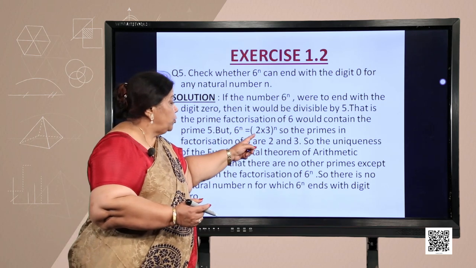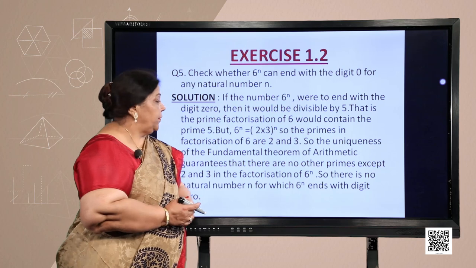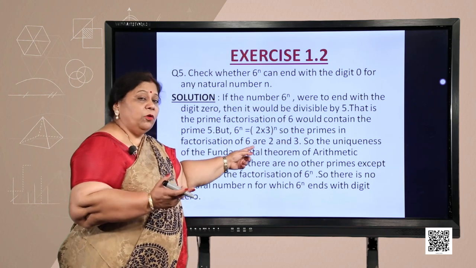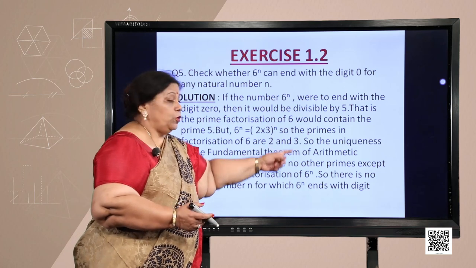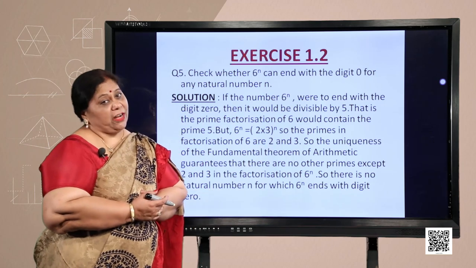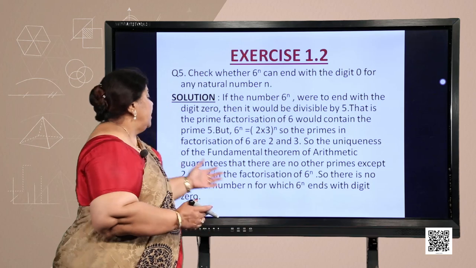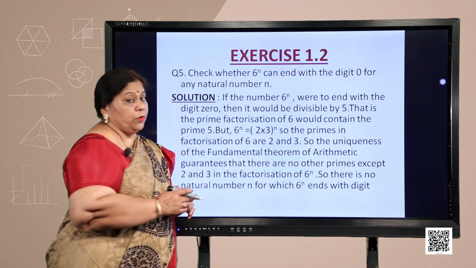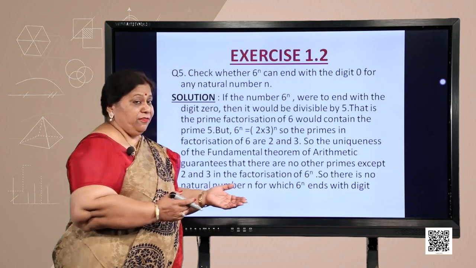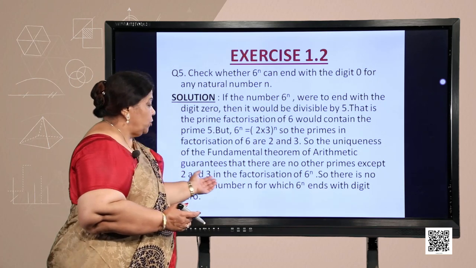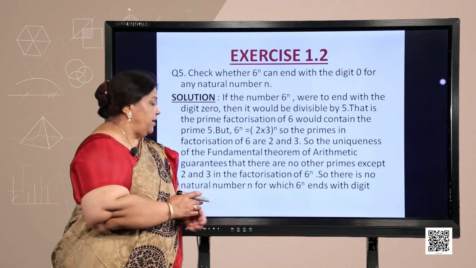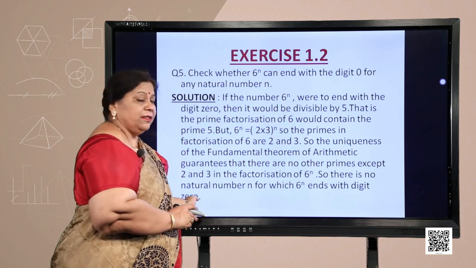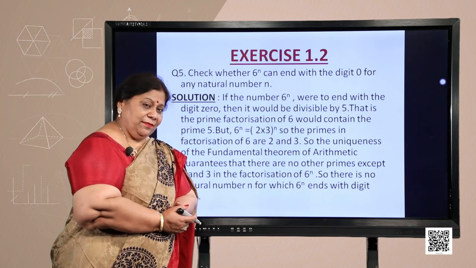What are they? 2 into 3 to the power n. So, the primes in the factorization of 6 are only 2 and 3. So, the uniqueness of fundamental theorem of arithmetic guarantees that the factors of 6 to the power n are only 2 and 3 and not 2 and 5. All right. So, there is no natural number n for which 6 to the power n ends with digit 0. I hope it is clear.